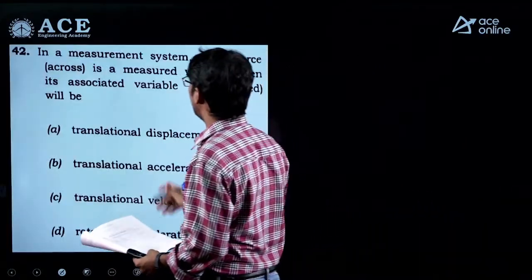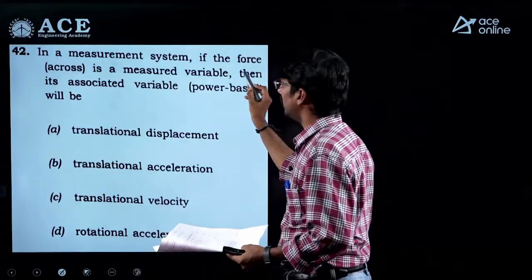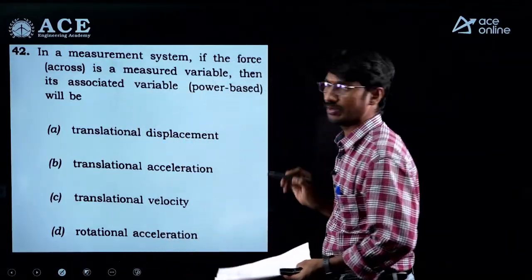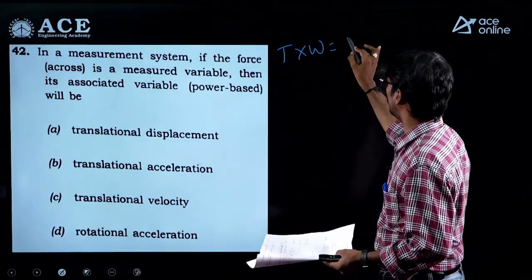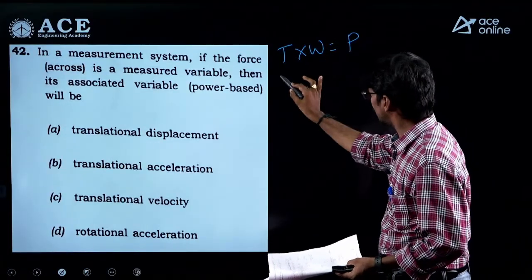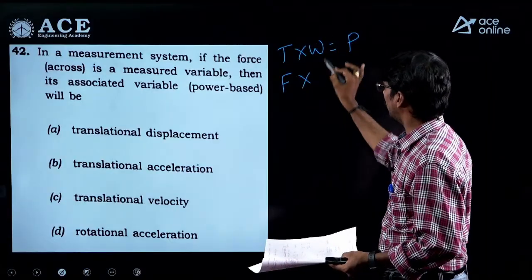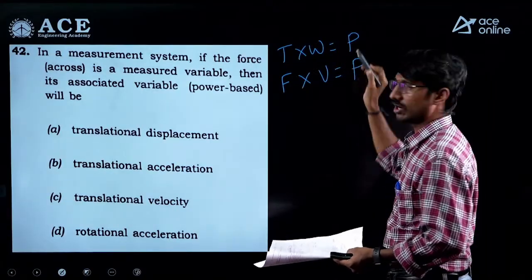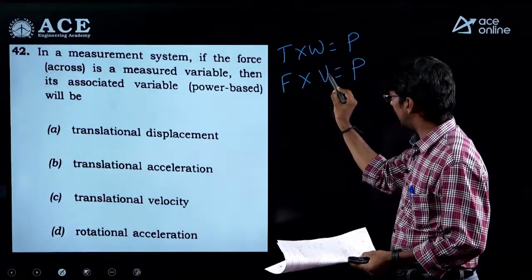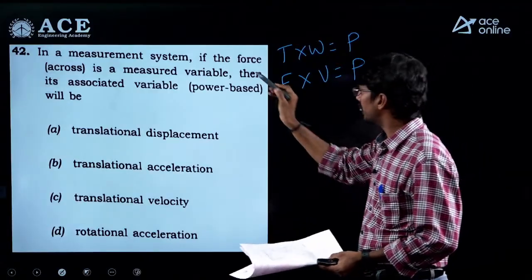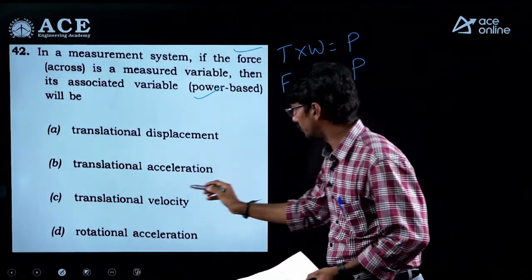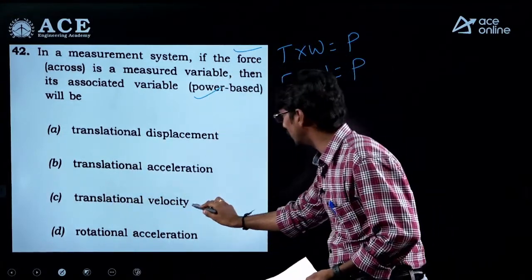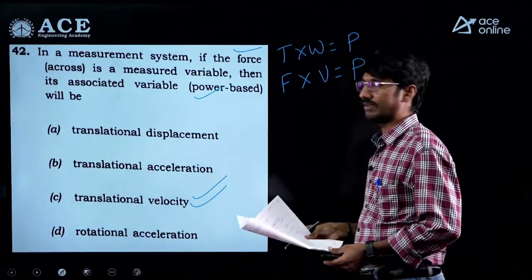In a measurement system, if force is a measured variable, then what is its associated variable? Very simple. Torque into omega is equal to power. Instead of torque, he has given force, and instead of angular velocity we can write normal velocity. So force and velocity are related with respect to power. Force is given, and power is related. So simply, which one? Velocity. Which velocity? Translational velocity.